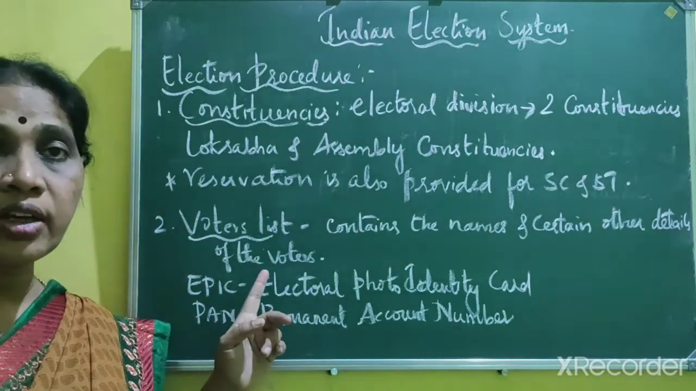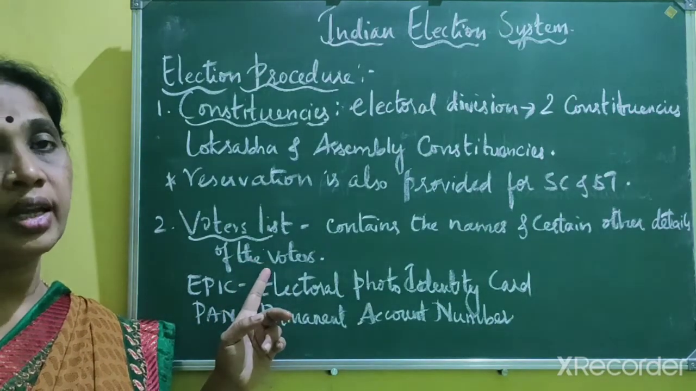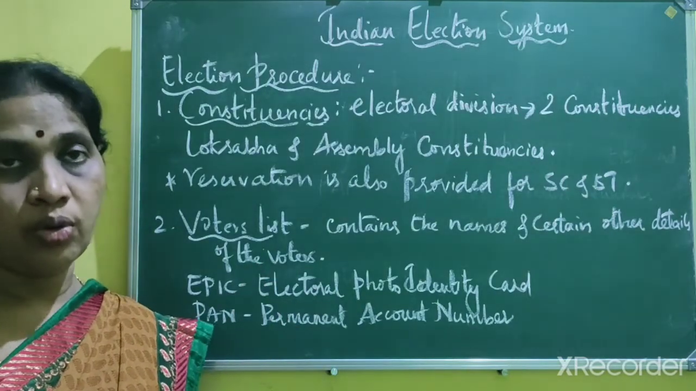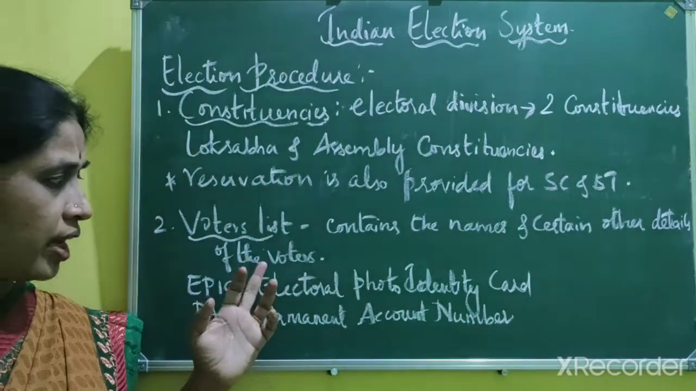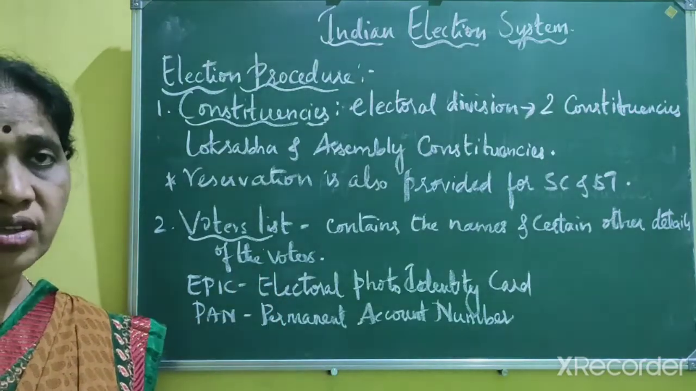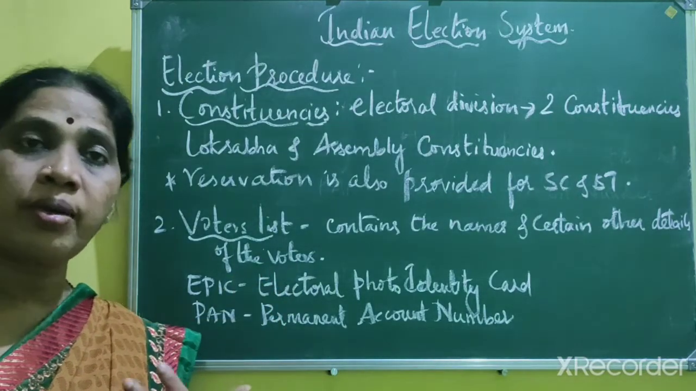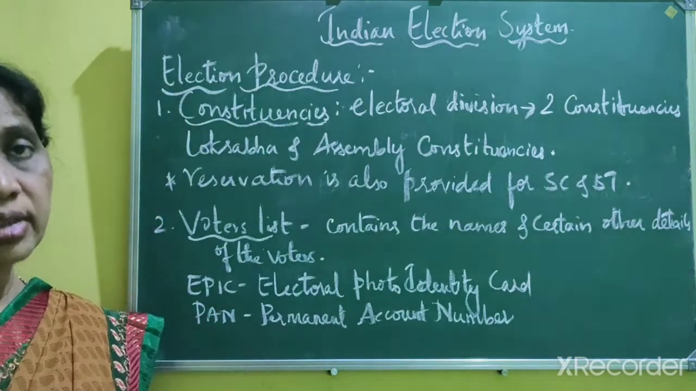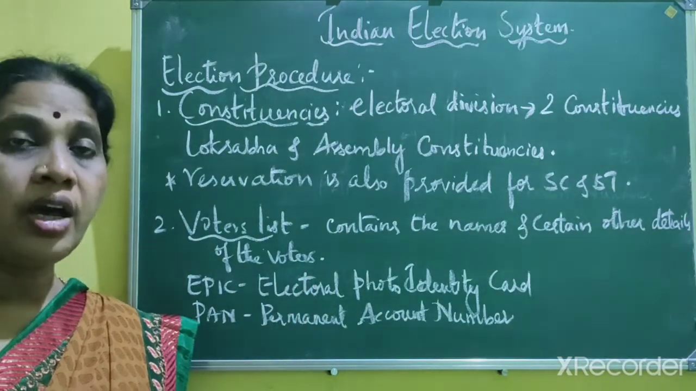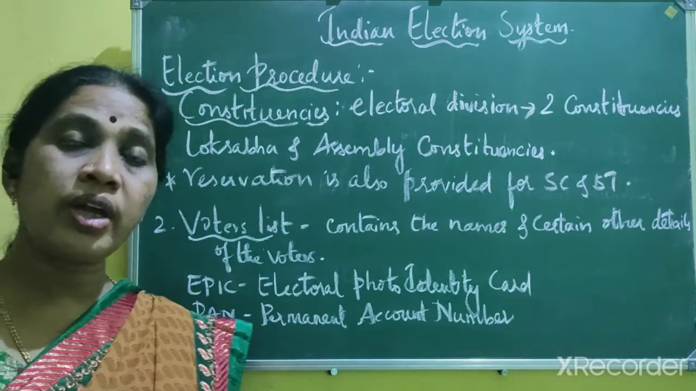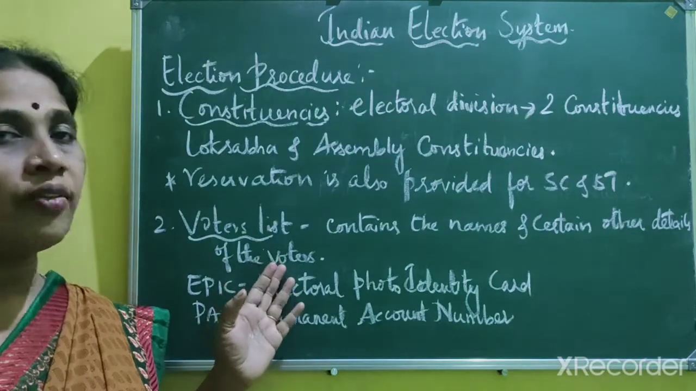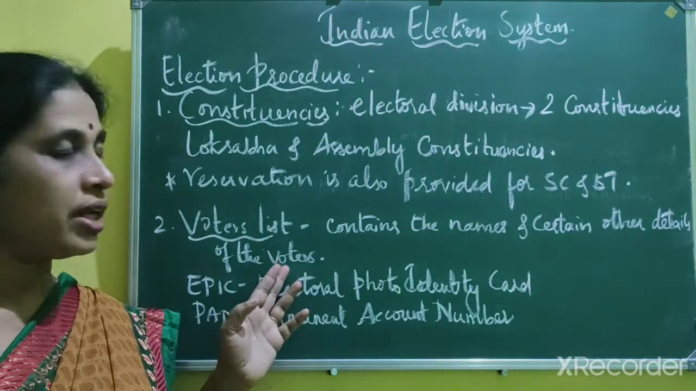This electoral roll is prepared by the election commission, and it is revised every year. While doing this, they add individuals who have completed 18 years, and also delete those who have died. So the voter roll is revised every year, including those who have completed 18 years and deleting those who have passed away. It is the duty of the election commission to prepare this electoral roll.